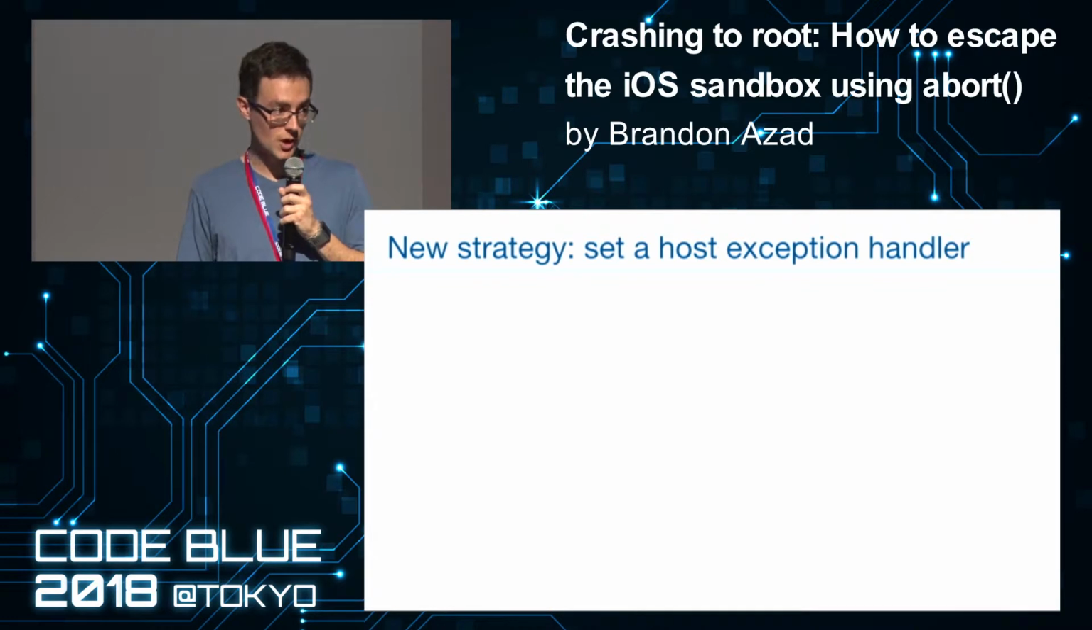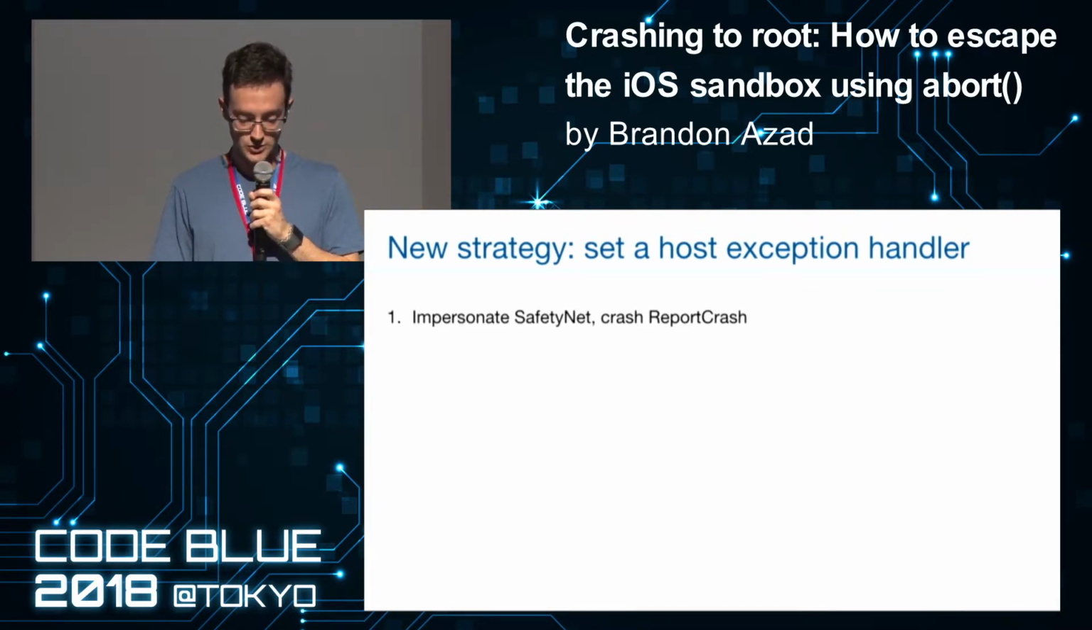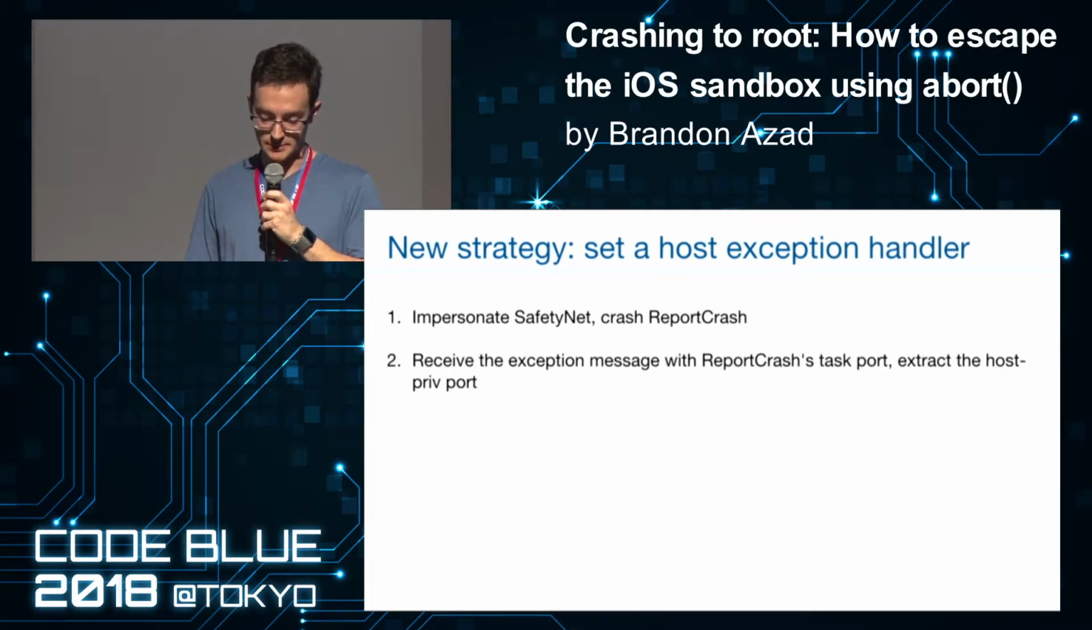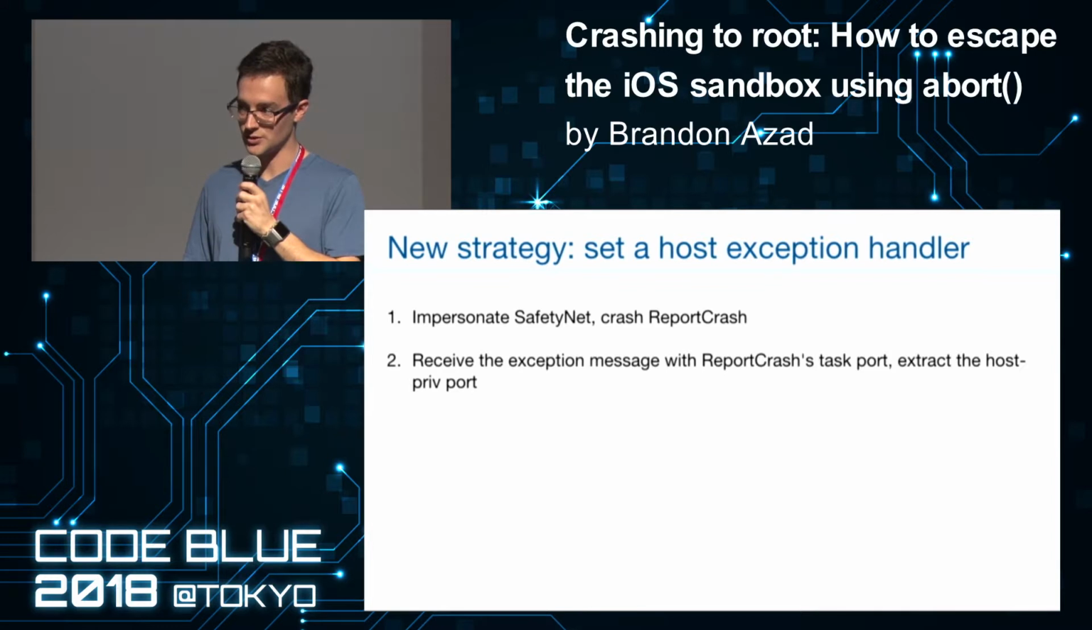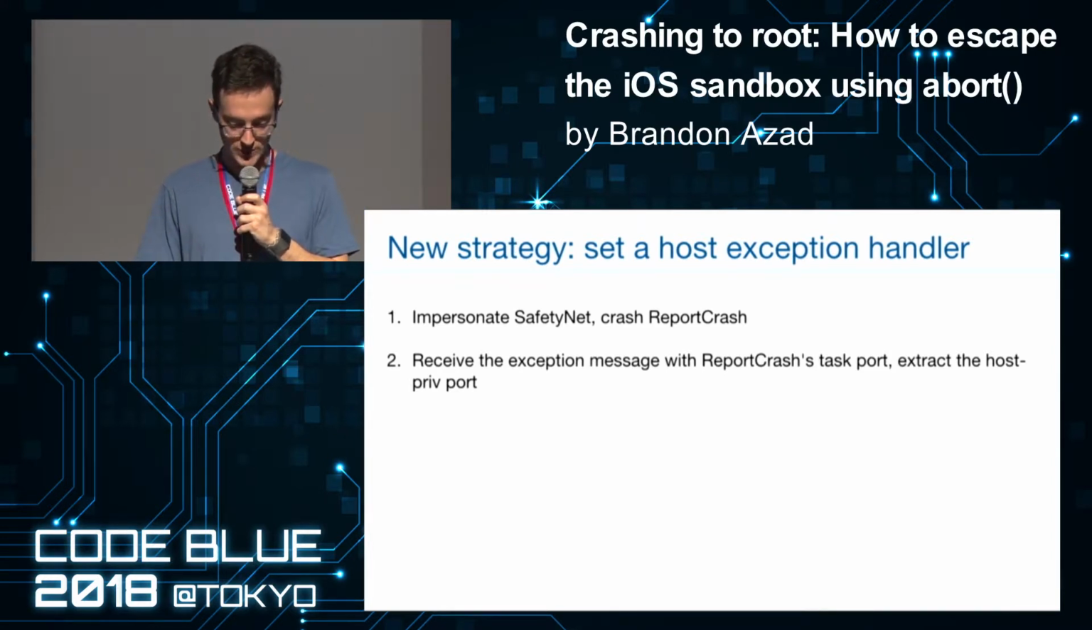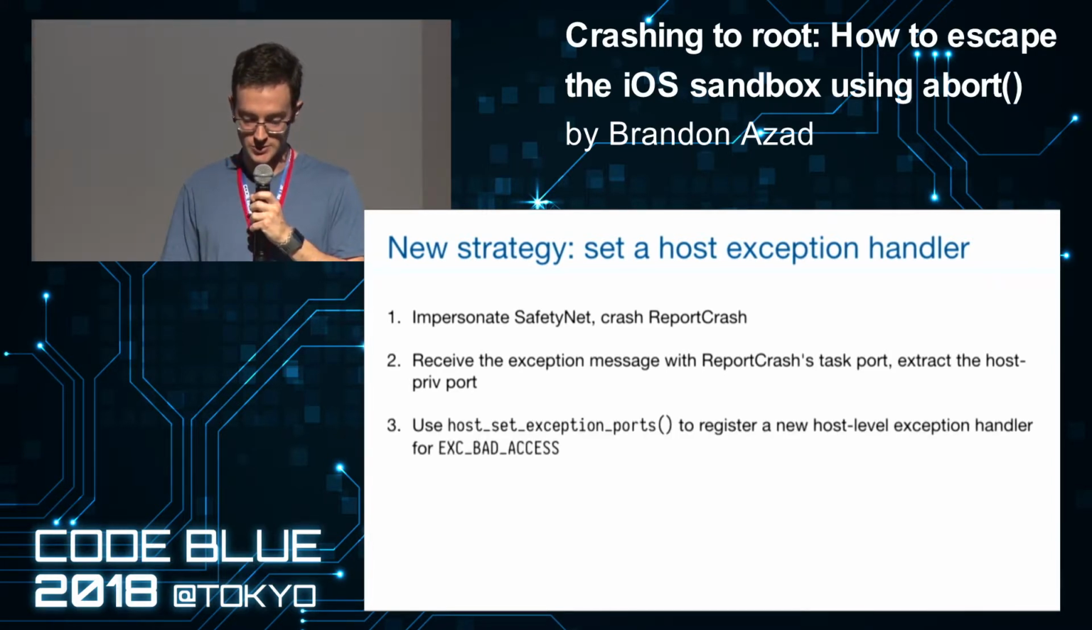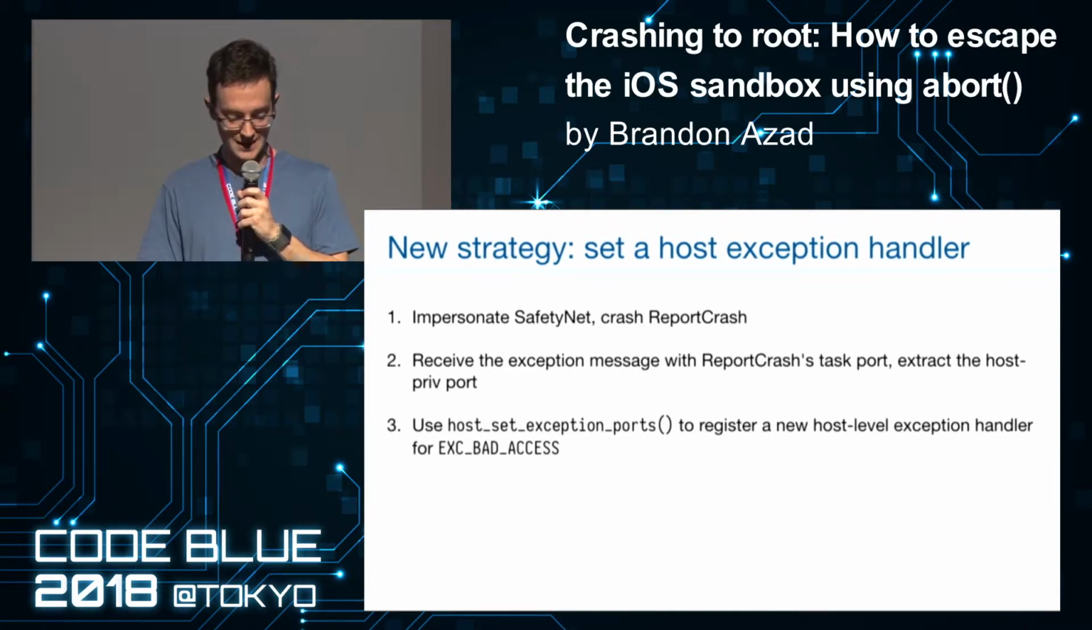So the exploit will start off the same as before. We'll impersonate safety net and crash reportcrash. Then we'll receive the exception message containing reportcrash's task port, which we'll use to extract the host priv port. Once we have host priv, we can use host_set_exception_ports to register our own process as the new host level exception handler, but this time for a recoverable exception type like EXC_BAD_ACCESS. Then we do the same exploit all over again.